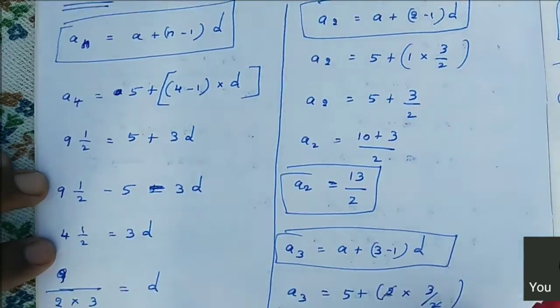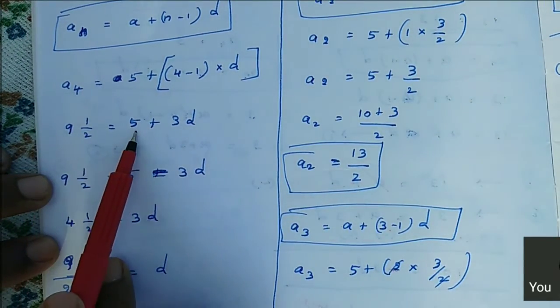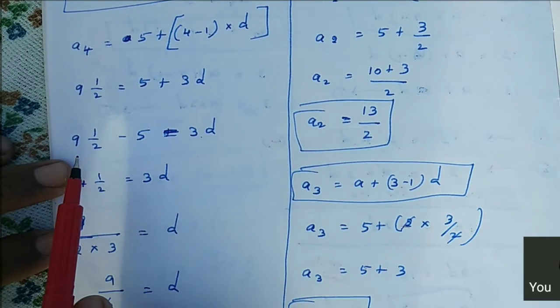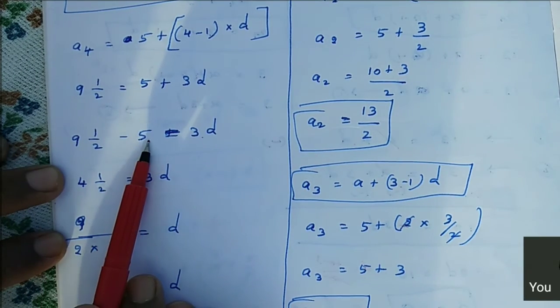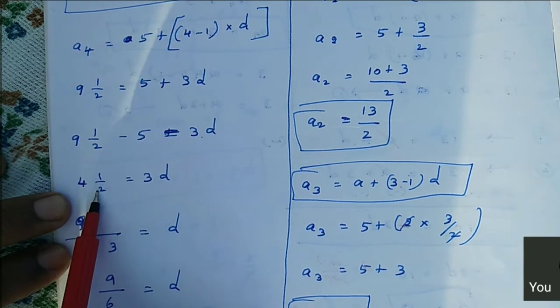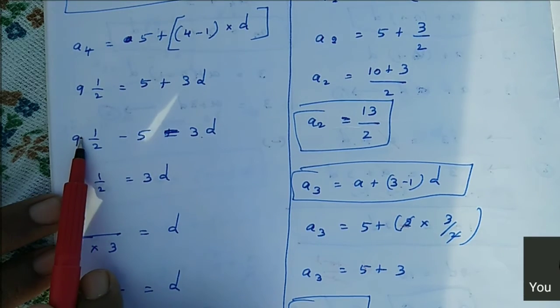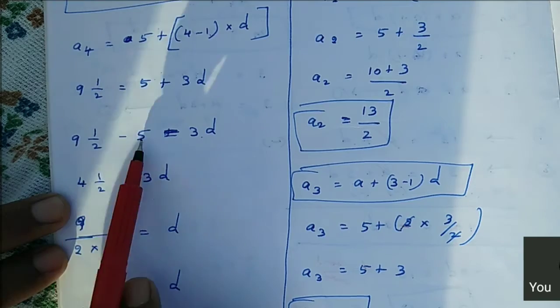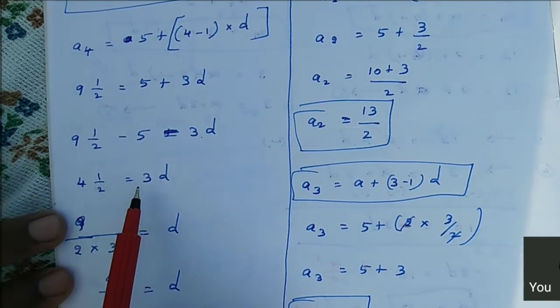Then for 9 1 by 2 we can transpose the 5, minus 5, equal to 3d. Now for the whole numbers, you can do the whole number subtraction first: 9 minus 5 is 4. So 4 1 by 2. Otherwise you can make it an improper fraction and then simplify it. So 4 1 by 2 is equal to 3d.